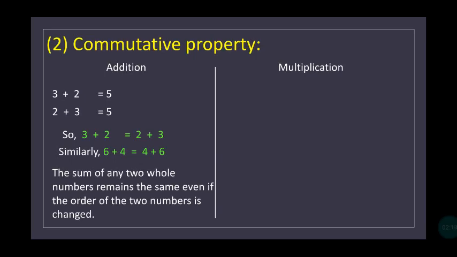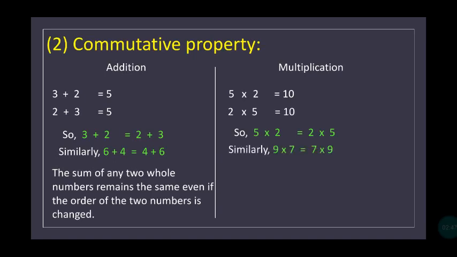Let's see now for multiplication. Let's take another two whole numbers. Here we are taking 5 and 2. Let's multiply it, 5 multiplied by 2. The answer will be 10. Now again change the order of these two numbers. So 2 multiplied by 5. The answer will be 10, no change in answer. So 5 multiplied by 2 is equal to 2 multiplied by 5.